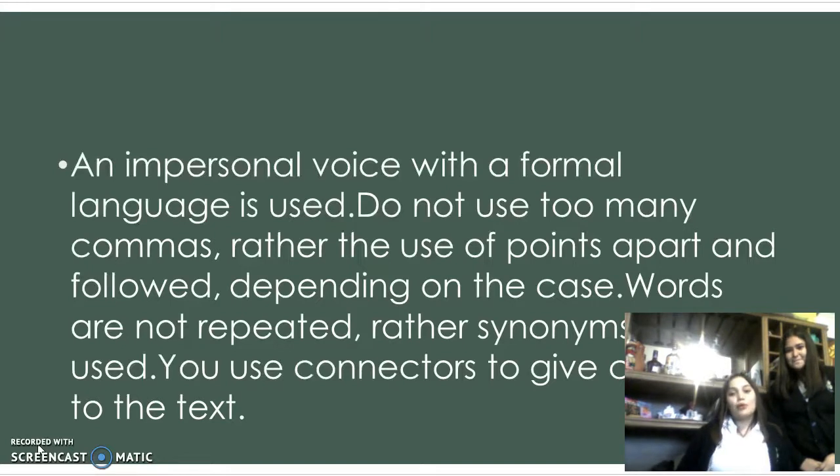An impersonal voice with a formal language is used. Do not use too many commas. Use points, apart from followers, depending on the case. Where words are not repeated, synonyms are used. You use connectors to give connection to the text.